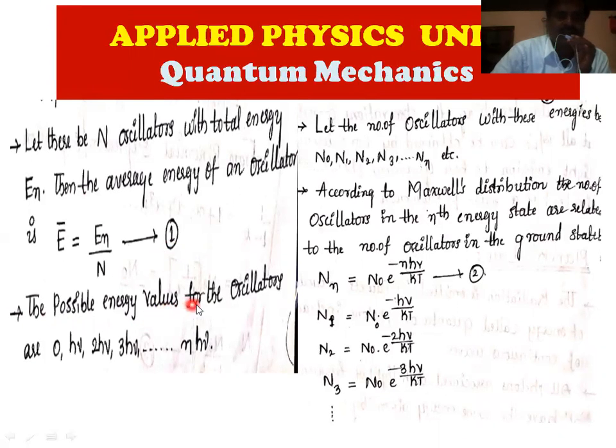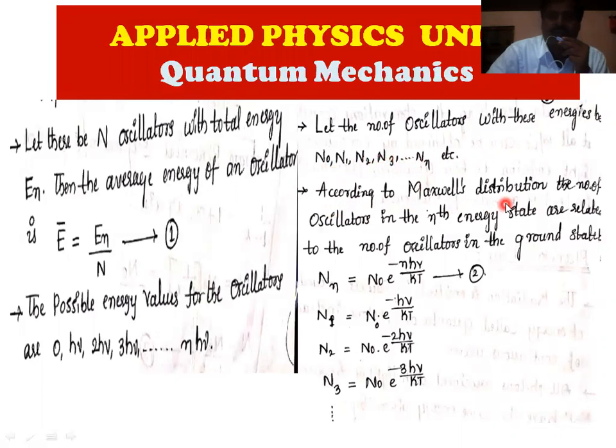The possible energy values for the oscillators are: the first oscillator produces 0 energy, next h nu, next 2h nu, 3h nu, where n takes the integer values 1, 2, 3, 4, and so on. So you may have oscillators with an energy of n into h nu. Let the number of oscillators with these energies be n0, n1, n2, n3, and so on, nn.